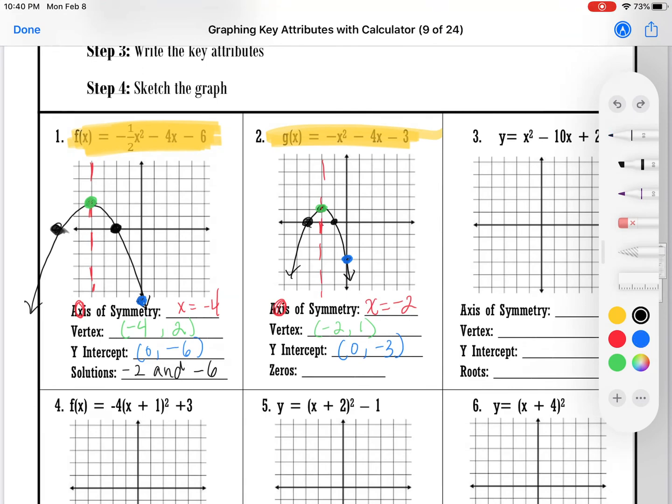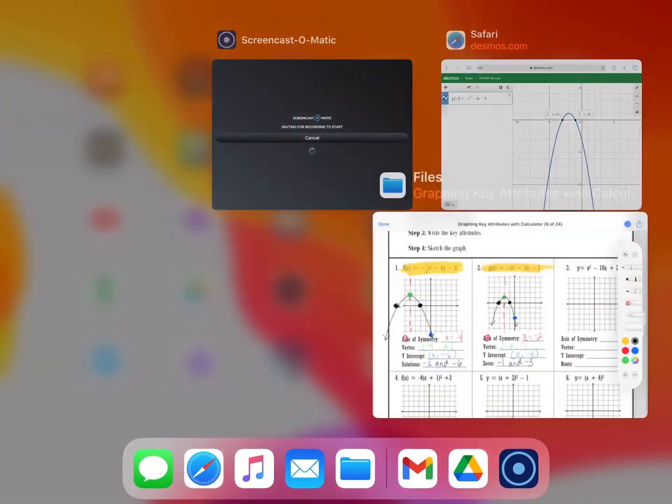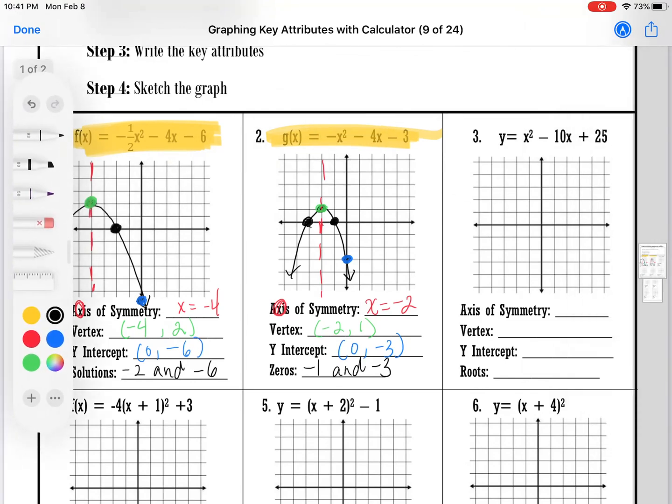Last but not least, my zeros are the most important words in this chapter. This one is sitting at -1, and this one is sitting at 1, 2, 3, -3. You can also, again, click Desmos. One's x-intercept is -1, the other x-intercept is -3. Okay, go ahead and try number 3. Plug that into Desmos, and then find your key attributes.